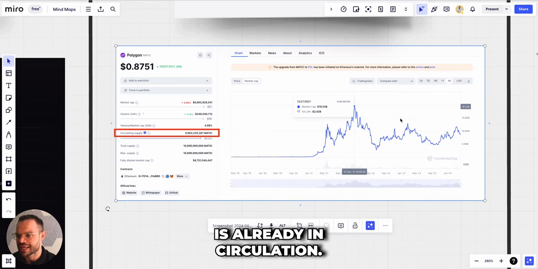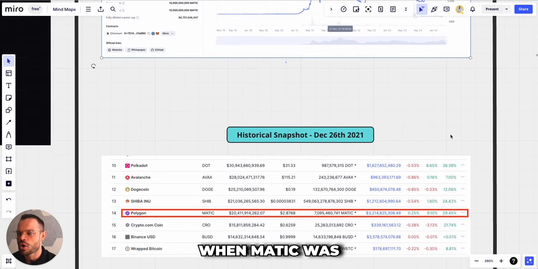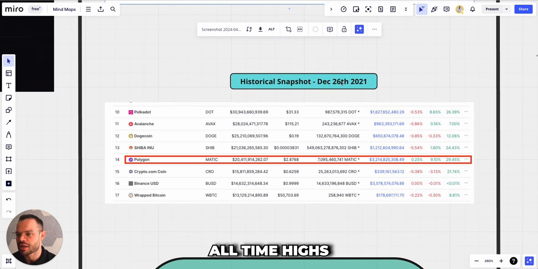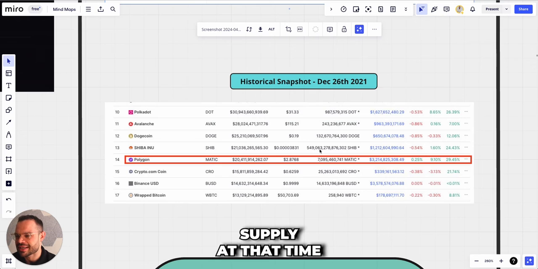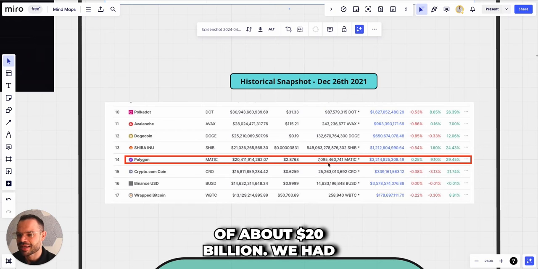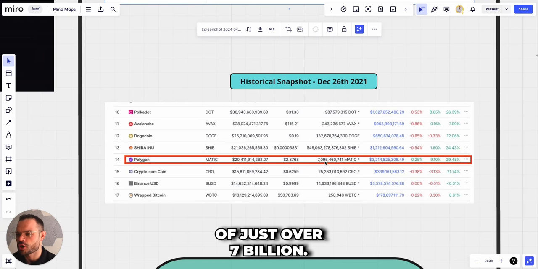Pretty much what that means is that almost every single MATIC token that can ever be in circulation is already in circulation. However, if we compare that to the circulating supply when MATIC was putting in those all-time highs at the end of December 2021, we can see that the circulating supply at that time, according to the historical snapshot, was just over 7 billion MATIC tokens. We had a market cap of about 20 billion dollars.